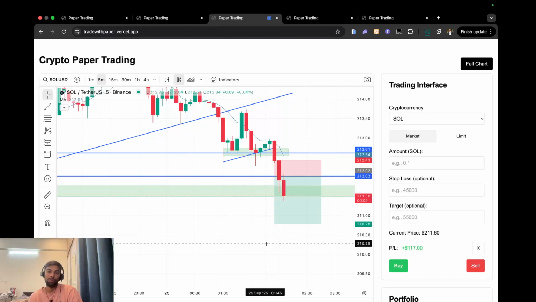11 more seconds to go. Candle's not closing like I want. This is not a good closing candle, guys, because there is pressure from the bottom. We can see the pressure. Oh, guys, forget the pressure.